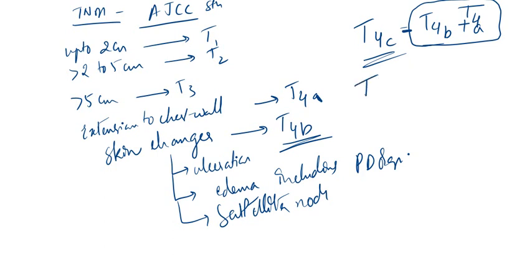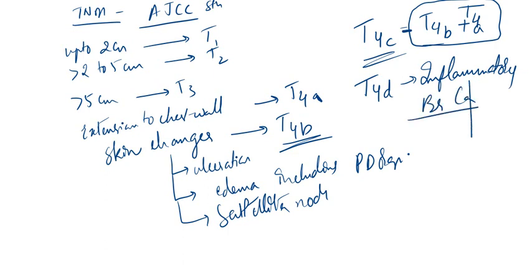Now what is T4D? Yes, there is one more stage, that is T4D. That means there is inflammation, that is inflammatory breast cancer. Now we already discussed inflammatory breast cancer is the most malignant type with worst prognosis. Which is the least malignant type with good prognosis? Tubular carcinoma.